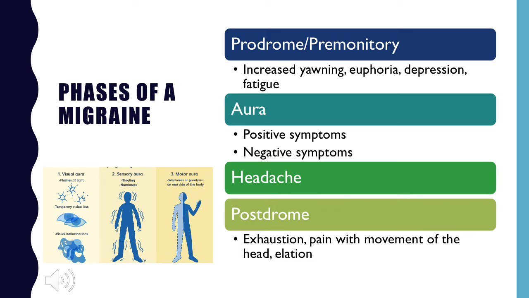Next is the aura phase. Only about a third of patients experience an aura before a migraine. This can be a visual, cognitive, sensory, or motor symptom that precedes the headache. So some examples of positive symptoms are photopsia, paresthesia, stuff like that. Negative symptoms may also occur, which could include hemianopsia, numbness, trouble concentrating, or even hemiparesis. Some of these are extreme examples, but they could happen.